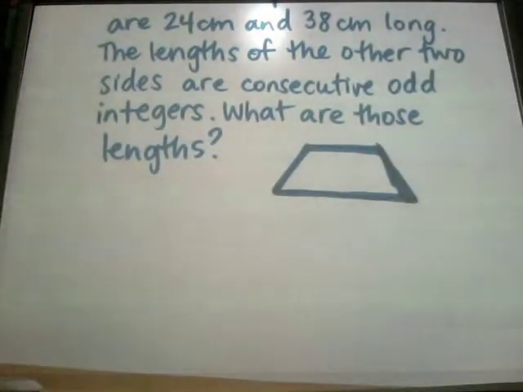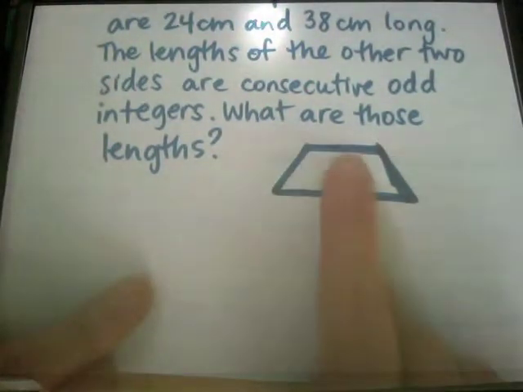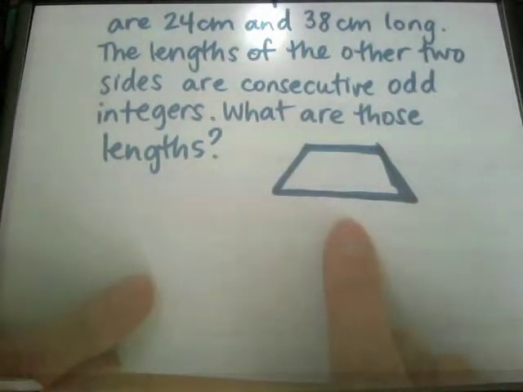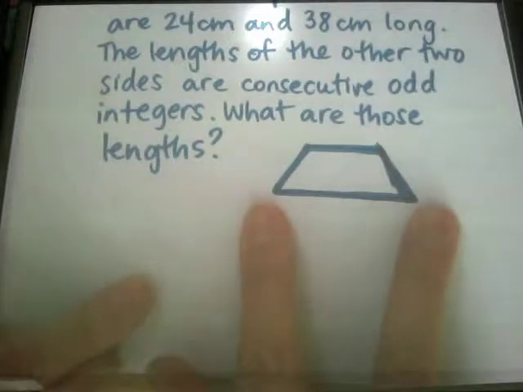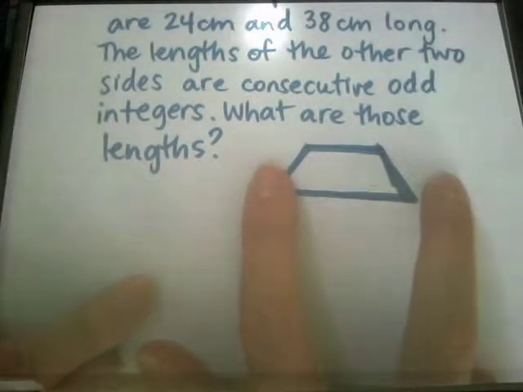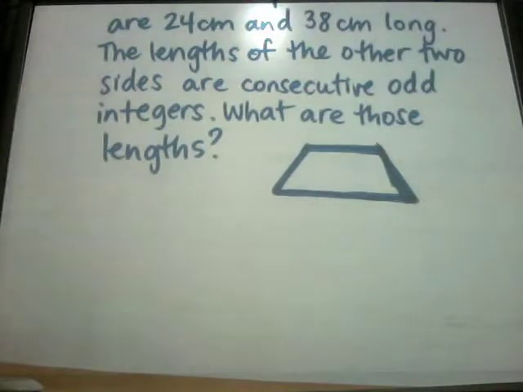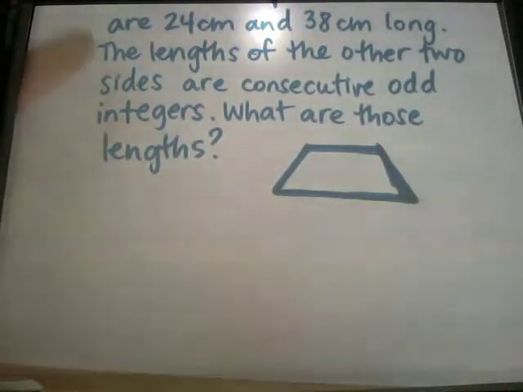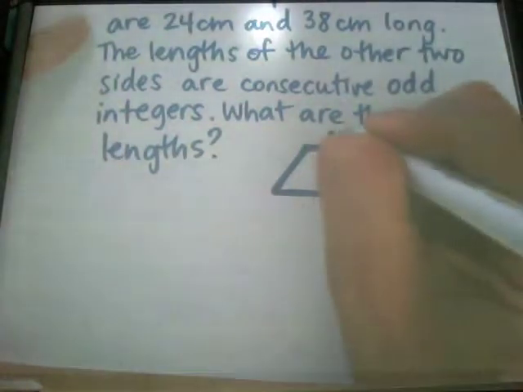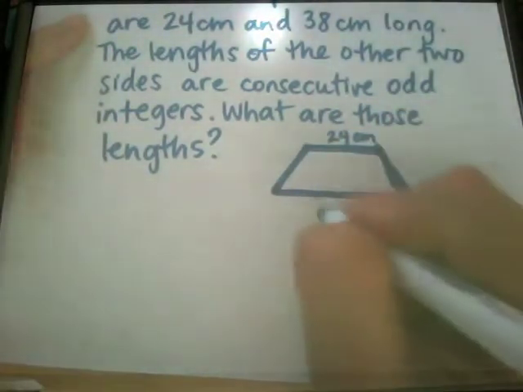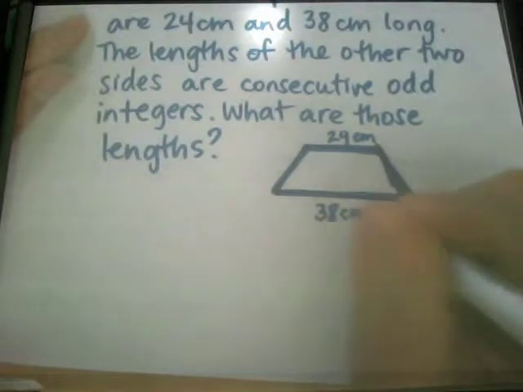Remember that a trapezoid has two sides, and in this case, I have them as the top and the bottom. The two bases are parallel. And that the other two sides, in this case the left and the right sides, are not parallel to each other. So the top and the bottom are parallel, and those are the ones we call our bases. So first let's label our little drawing. The parallel bases are 24 centimeters and 38 centimeters long.